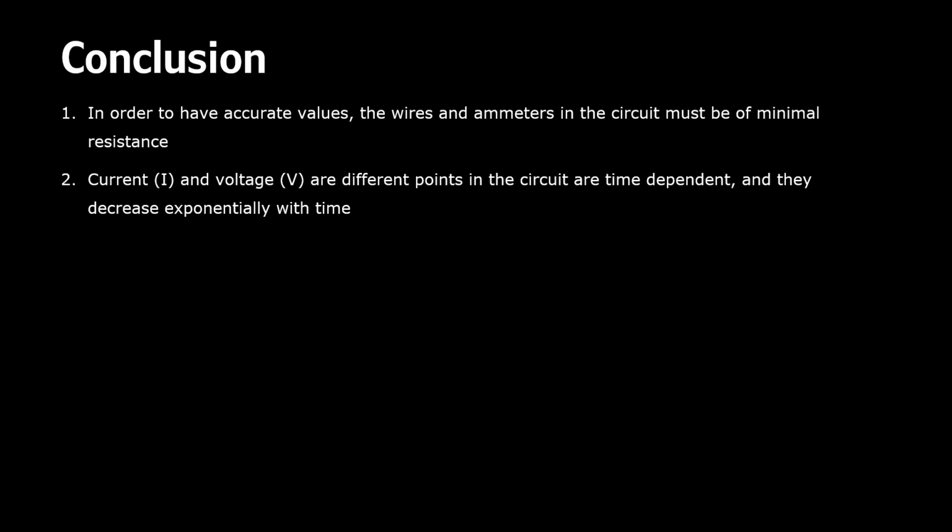So, a couple of points to conclude. One, in order to have accurate values, the wires and ammeters in the circuit must have minimal resistance. This is why our online model works really well. And two, current I and potential difference V at different points in the circuit are time dependent, and they decrease exponentially with time.